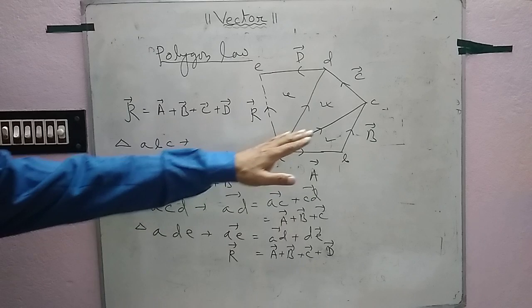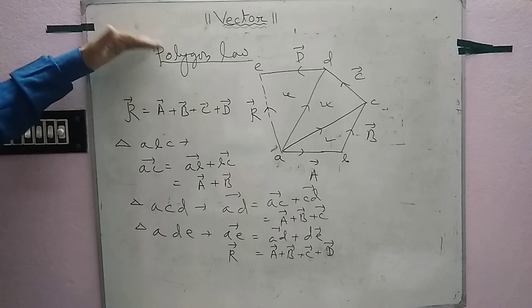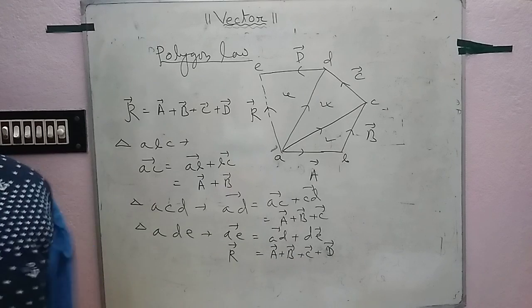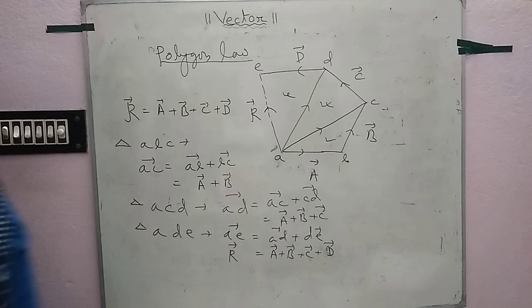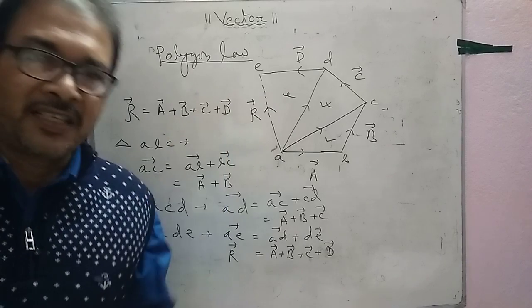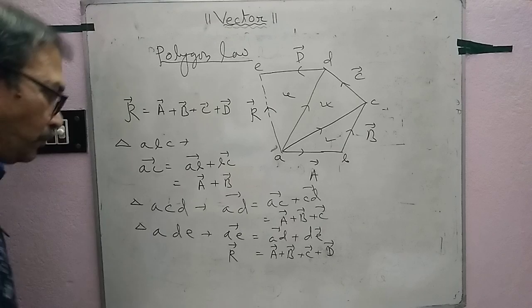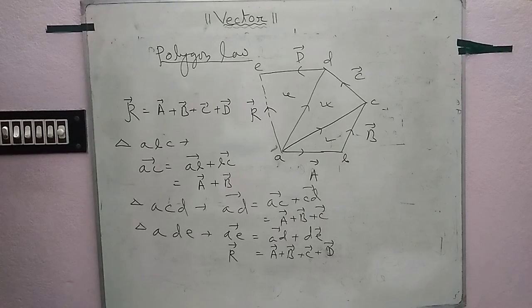আমরা triangular law থেকে polygon lawকে পৌঁছে যাব. This is R equal to A plus B plus C plus D. Vector polygon law of vector addition. More than two vectors এর ক্ষেত্রে এটা হবে. Clear?